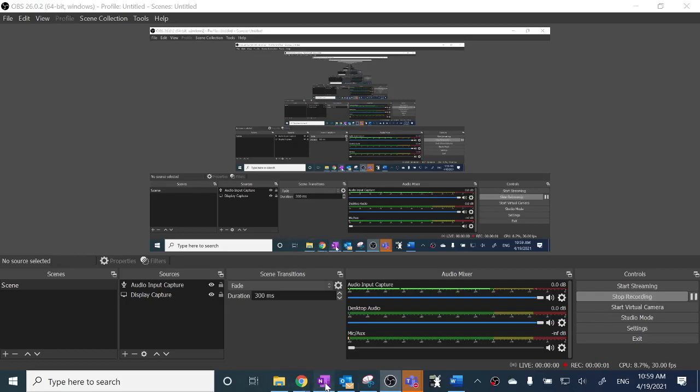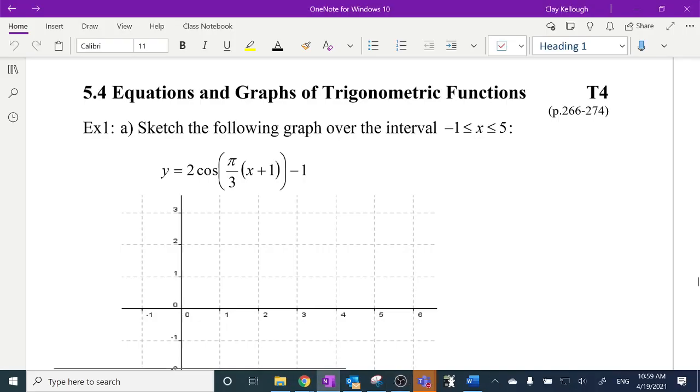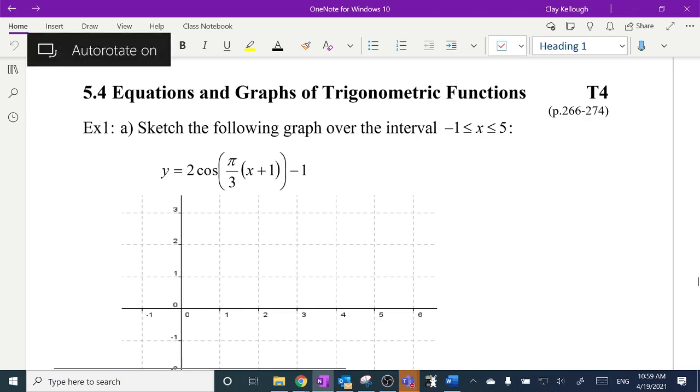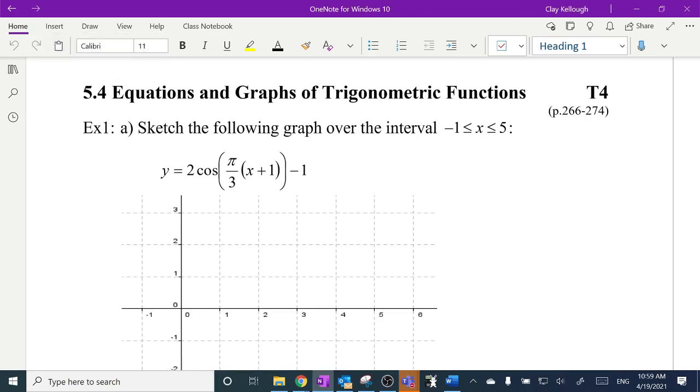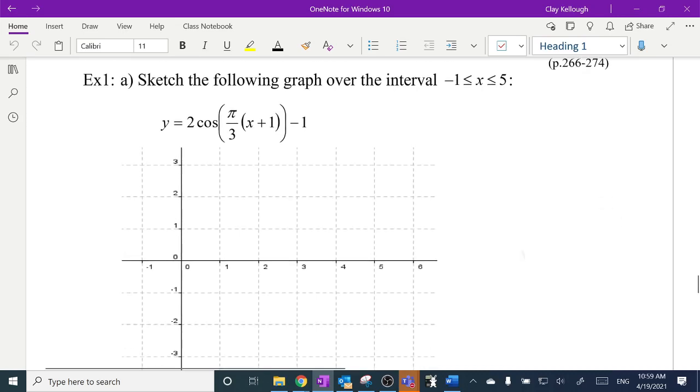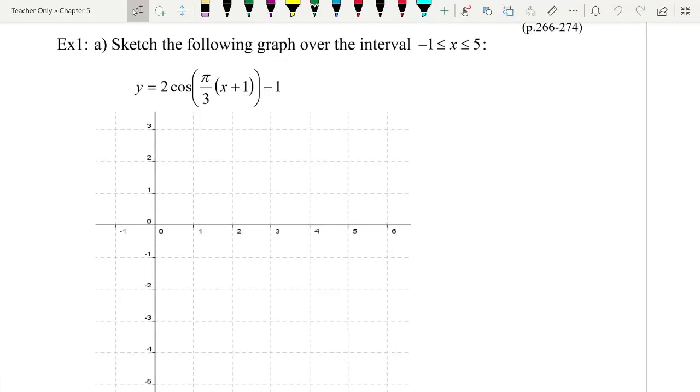Okay, we're recording. Here we are on the last lesson of Chapter 5. This is kind of a short little unit. Basically, we're just applying our graphing skills from previous units to trigonometry. And let's see if we can graph this quickly and effectively. All right. So if you did your homework, this should be easy.